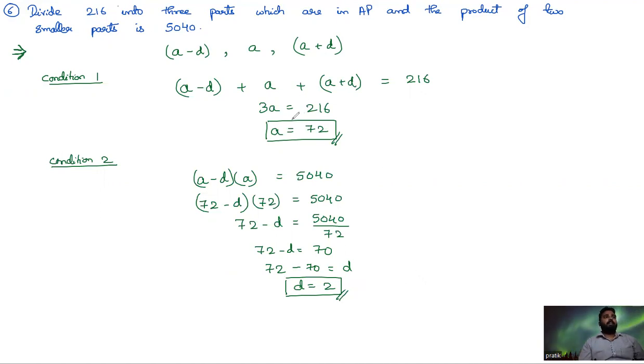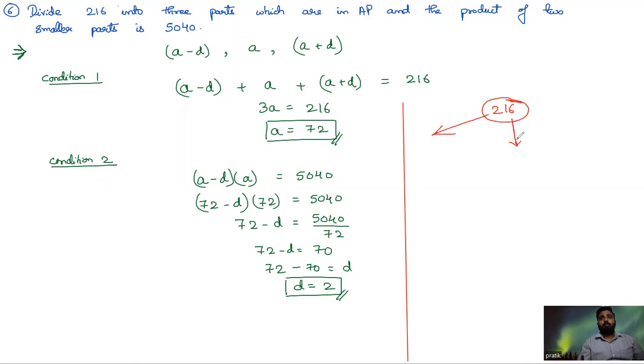Now, if you have to find the three parts, definitely we need to find the three parts. So 216, I'm just writing in this format. 216 is divided into three parts, not three equal parts. So the three parts were A minus D, A, and A plus D.